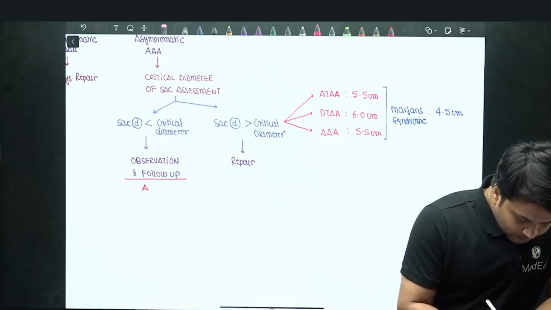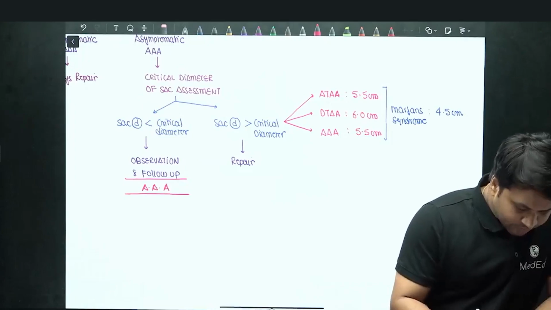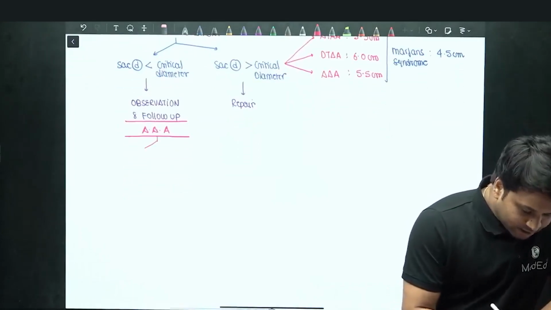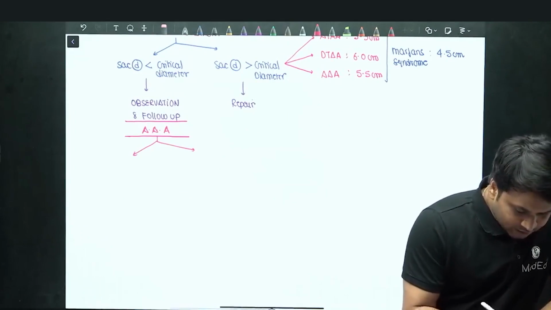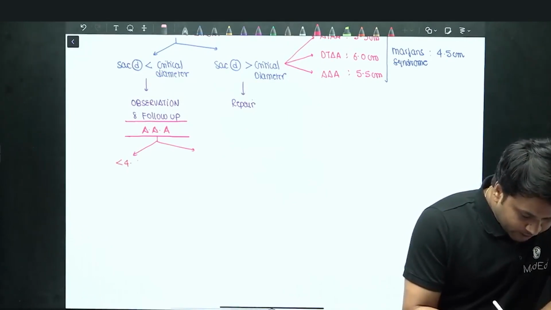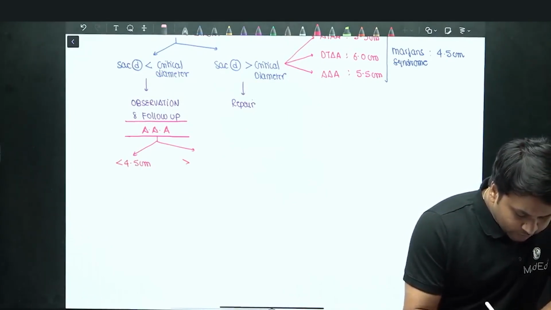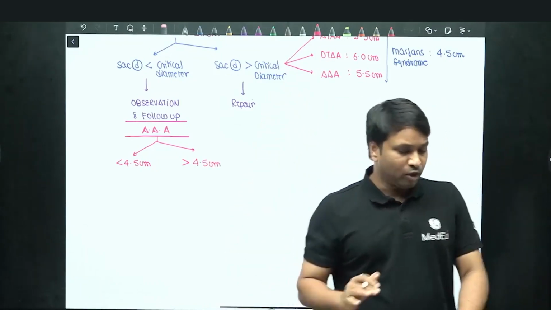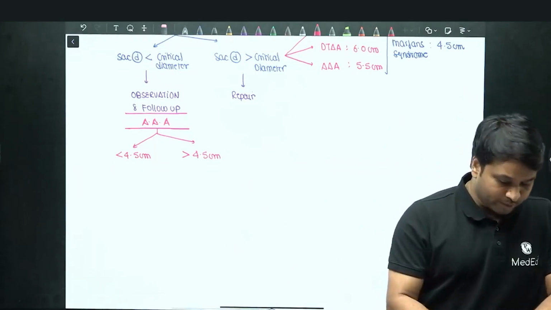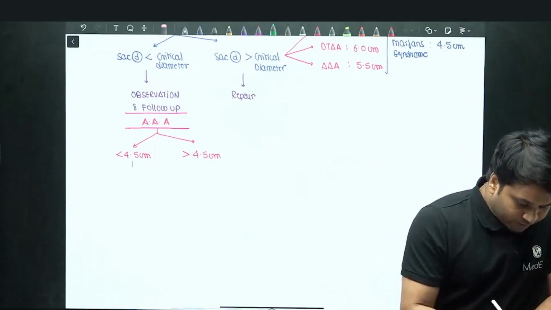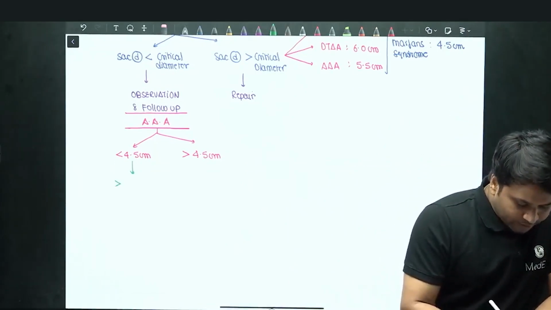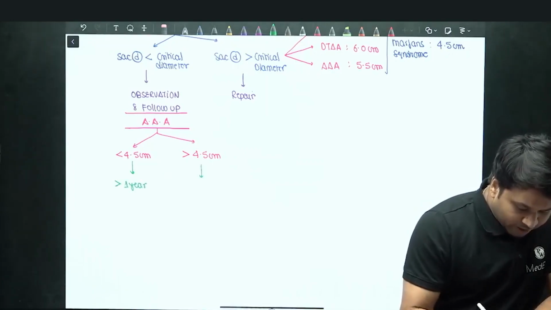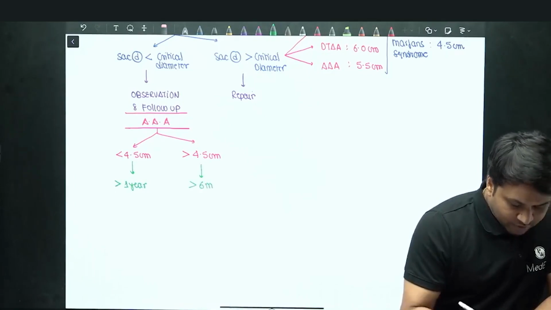We're talking about the abdominal aortic aneurysm. We will see whether it is less than 4.5 centimeters or more than 4.5. If it is more than 5.5, then it is repair. But we're talking about 4.5 as the lower limit, right? Now, if it is less than 4.5, I'll ask the patient to come back after 1 year for follow-up. If it is more than 4.5, I'll ask the patient to come back after 6 months for follow-up.